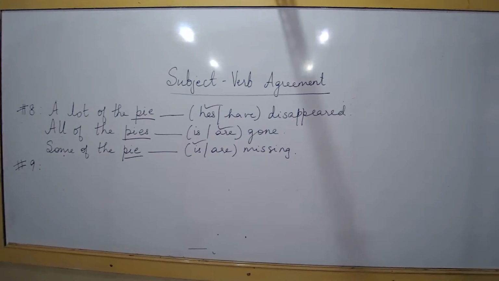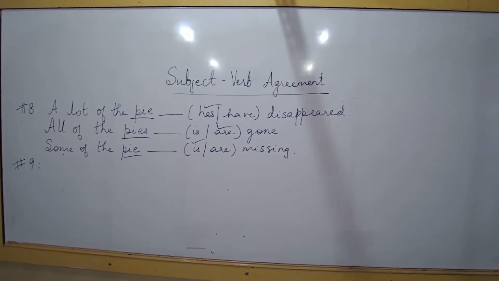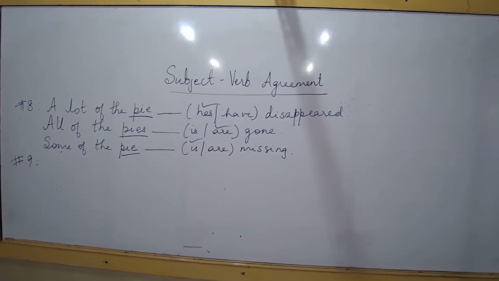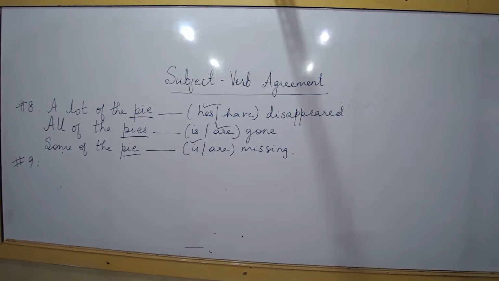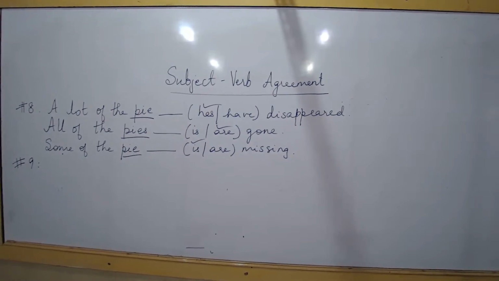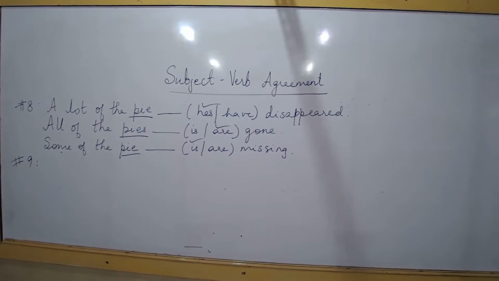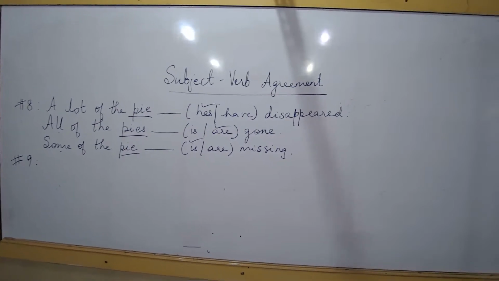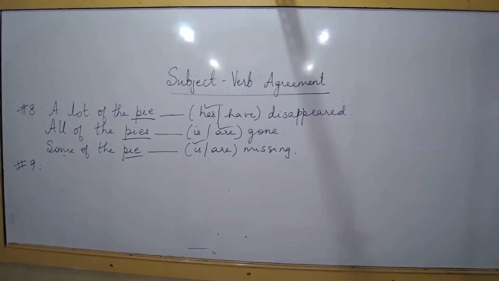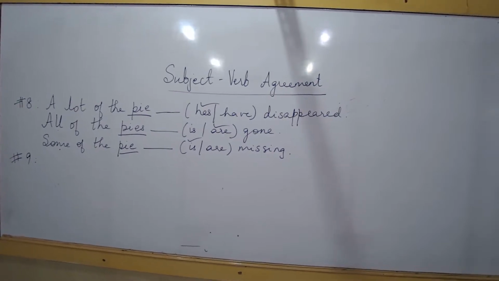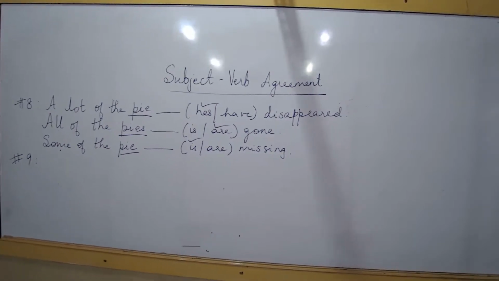Next rule. Rule 10. The word were replaces was in sentences that express a wish or are contrary to fact.